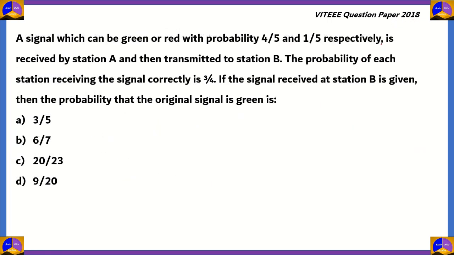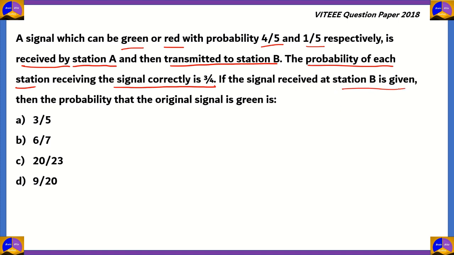Now, let's look at another question. A signal, which can be green or red, with probability 4 by 5 and 1 by 5 respectively, is received by station A and then transmitted to station B. The probability of each station receiving the signal correctly is 3 by 4. If the signal received at station B is given, then the probability that the original signal is green is: 3 by 5, 6 by 7, 20 by 23, or 9 by 20?